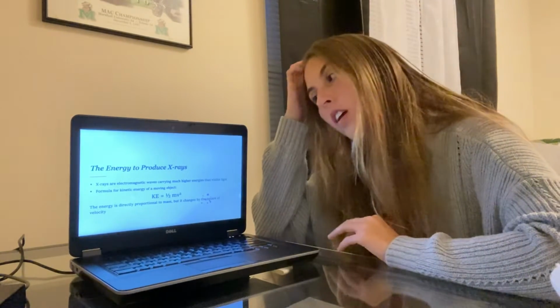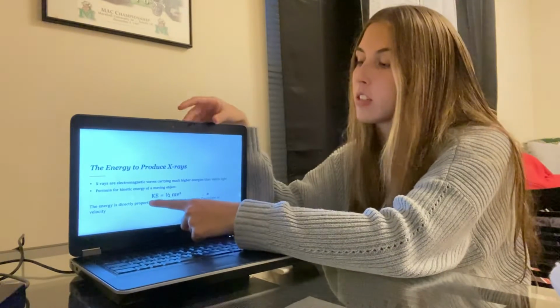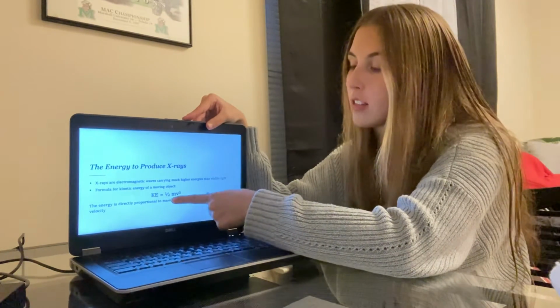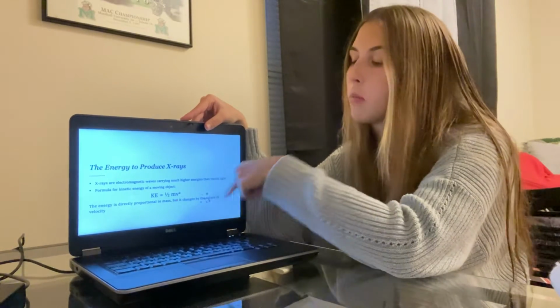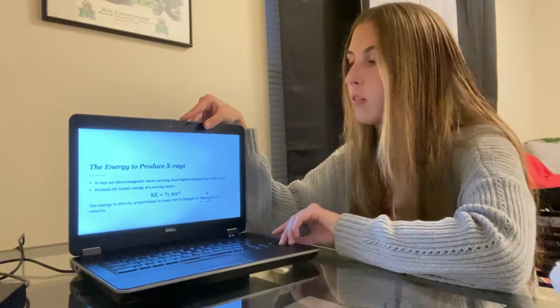The formula for kinetic energy is listed right here. Kinetic energy equals 1/2 the mass times velocity squared, and the energy is proportional to mass, but it will change by the square of velocity.